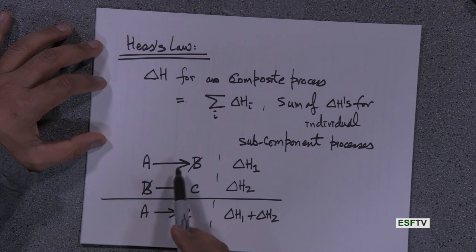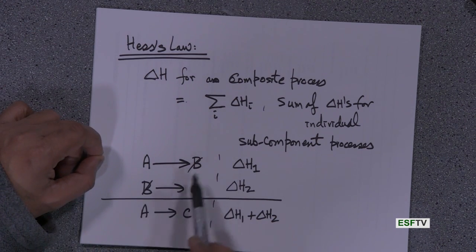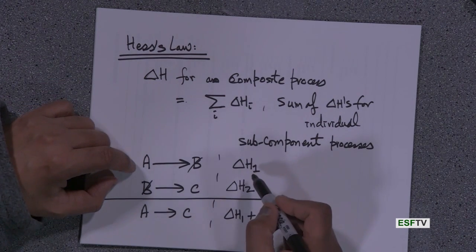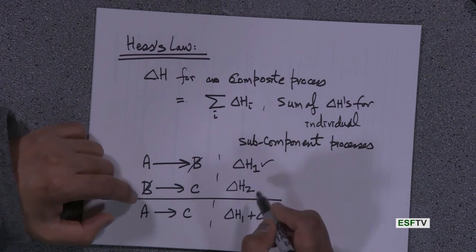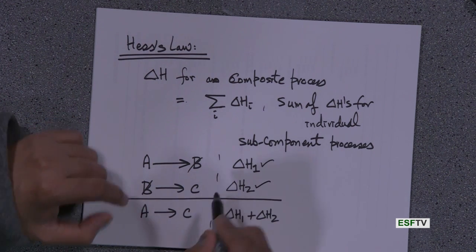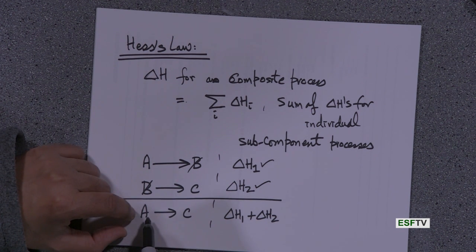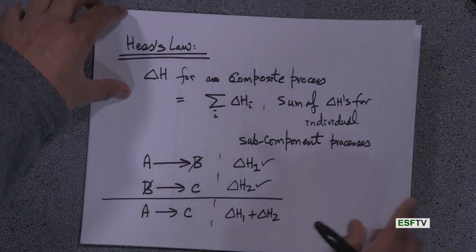What changes is the nature of these processes, and how we tabulate data and use them in this context. So in this case, if we know delta H1 for this step and we know delta H2 for this step, we do not need to independently measure delta H for this reaction. We know right away that the delta H for this reaction is the sum of these delta H's, so we don't have to measure it independently.